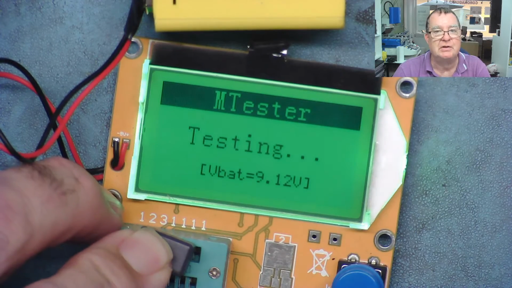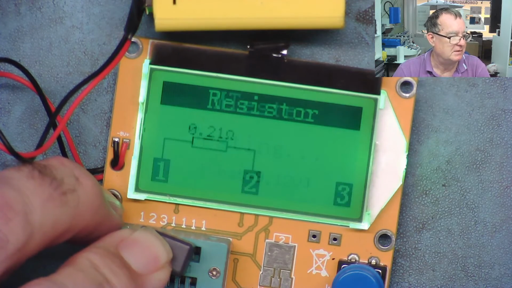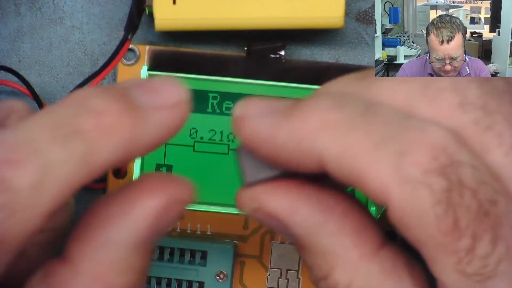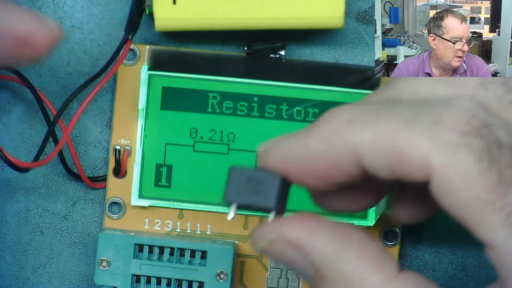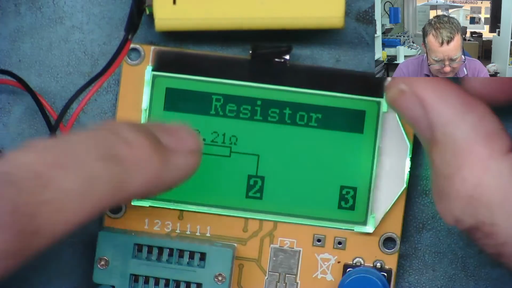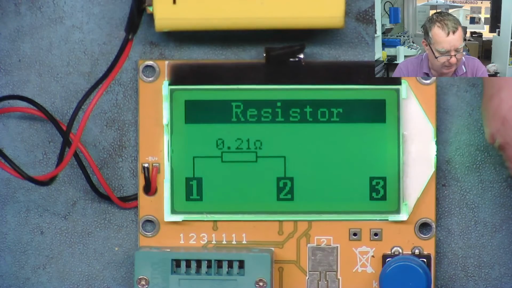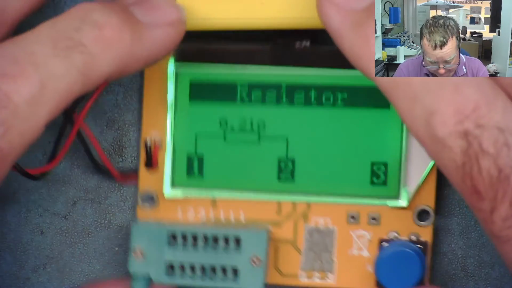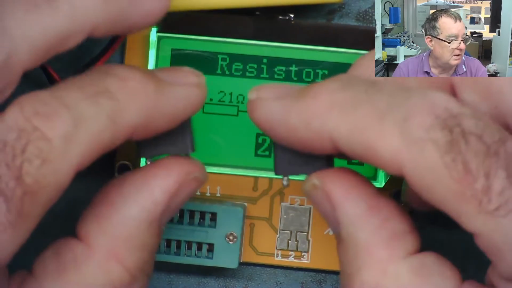Because the legs are so large, it's very difficult to get them into the tester. Okay, so it says it's 0.21 of an ohm resistor. Again, it's trying it as a resistor, but we want to measure an inductor, so that's not really handy. It seems okay with larger inductors, at least 20 microhenries and more, I would assume. I don't know what the upper limit is. But more than likely, if we want to measure an inductor, it's probably one of these.